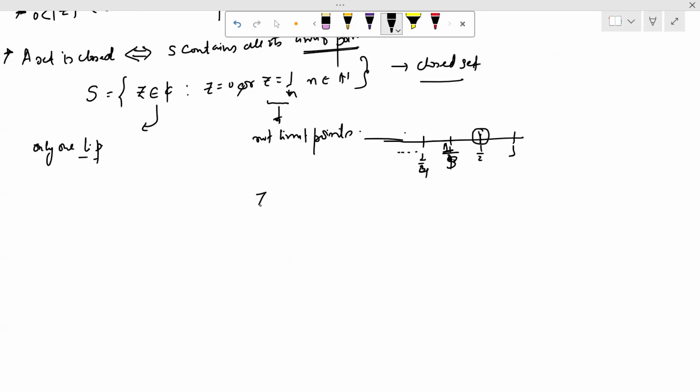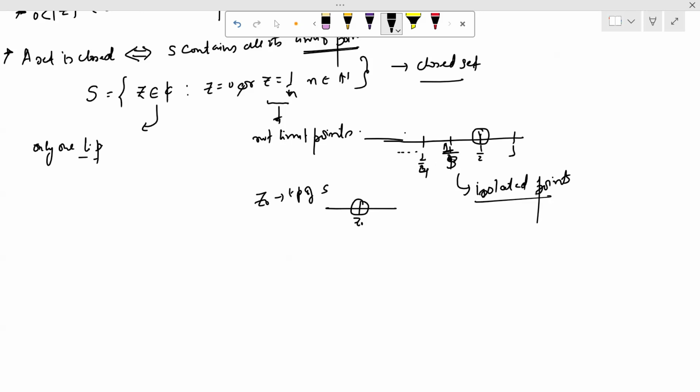Okay. So if I'm saying that Z naught is a limit point of set S, then every neighborhood of Z naught must contain a point other than Z naught. Now all these points 1, 1 by 2, 1 by 3 are not limit points, rather they are called isolated points. I'll define it later, but these points are called the isolated points of set S.